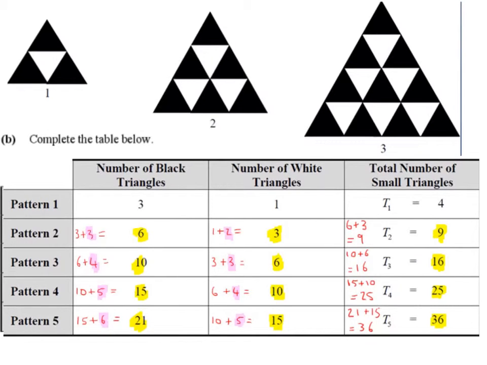So the number of white triangles, to get from 1 to 3, we added on 2. To get from 3 to 6, we added on 3. To get from 6 to 10, we added on 4. To get from 10 to 15, we added on 5. So again, there's a pattern. We're adding on 2, then 3, then 4, then 5. Then for the total number of triangles, we just add them all up.